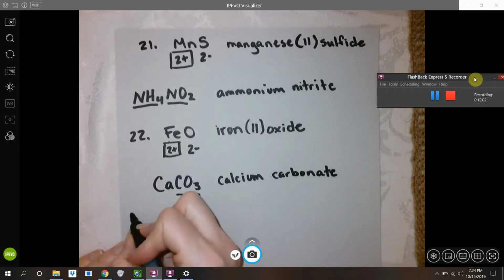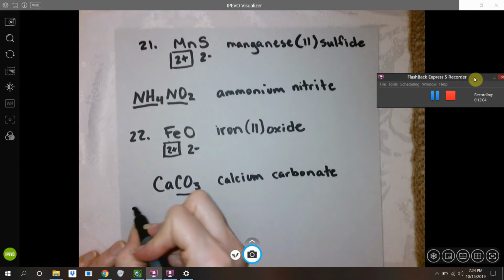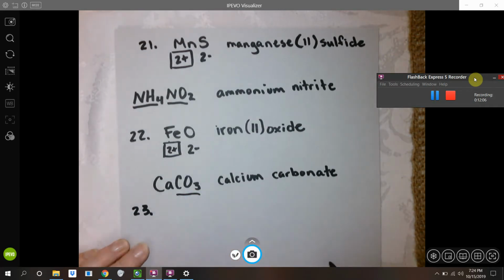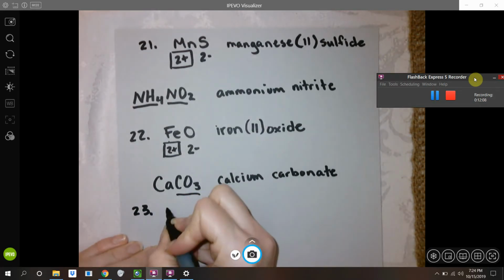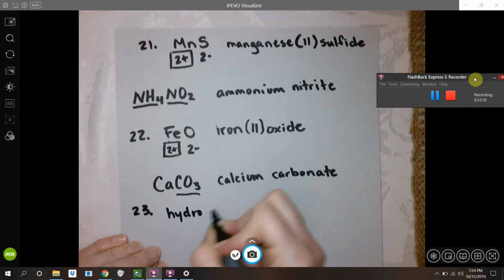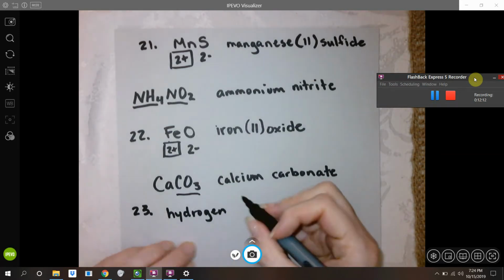So, number 23 moves into turning names into formulas. So we've got hydrogen sulfide.